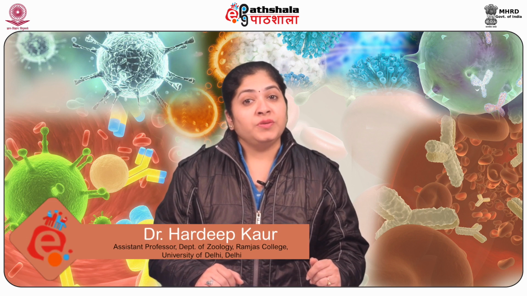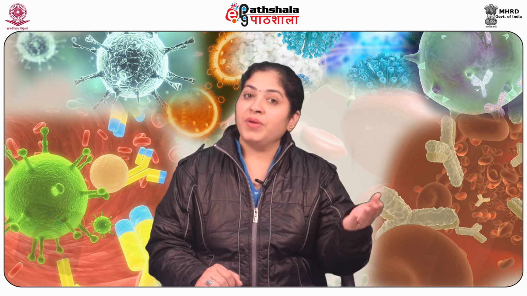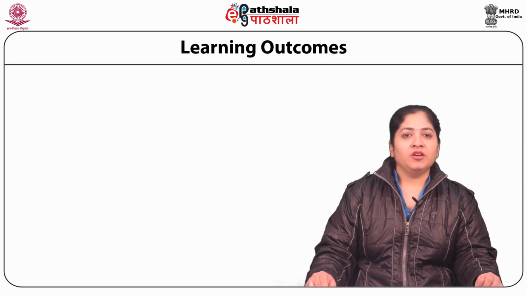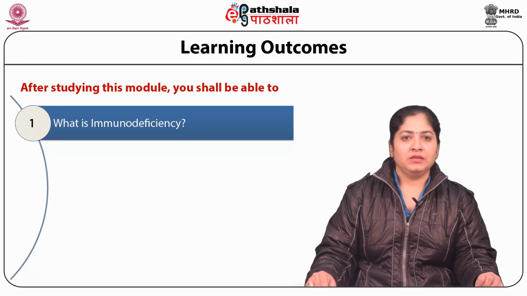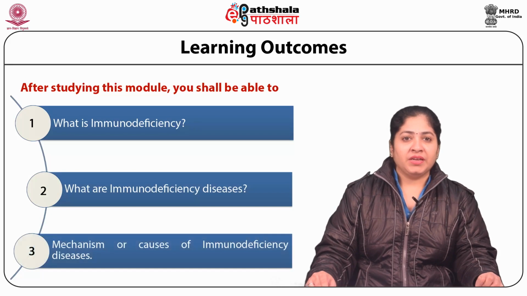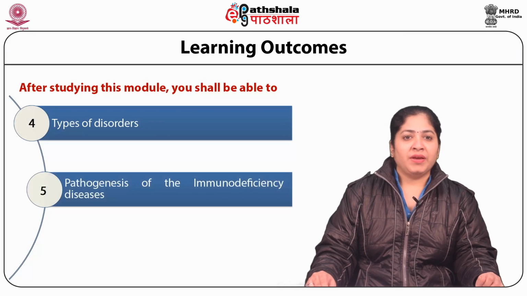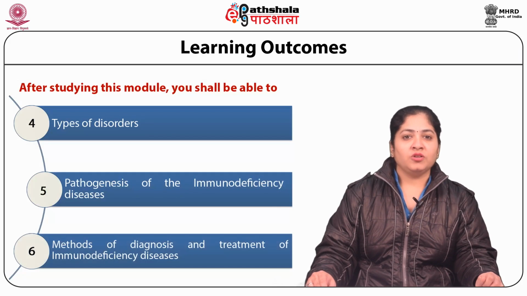Today we are going to be talking on module Immunodeficiency Part II from paper Immunology. The learning objectives of the module are: what is immunodeficiency? What are immunodeficiency diseases? Mechanism or causes of immunodeficiency diseases? Types of disorders, pathogenesis of the immunodeficiency diseases, and methods of diagnosis and treatment of immunodeficiency diseases.